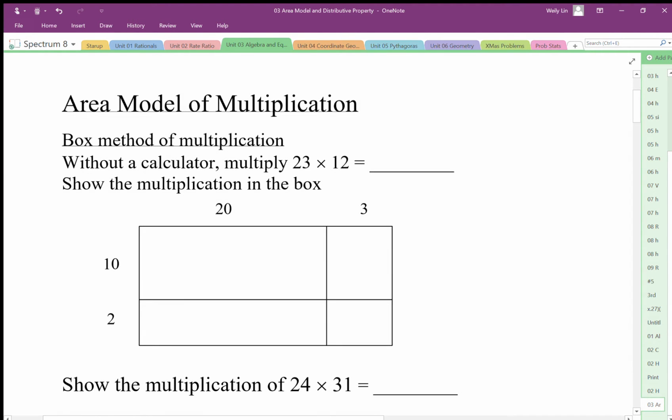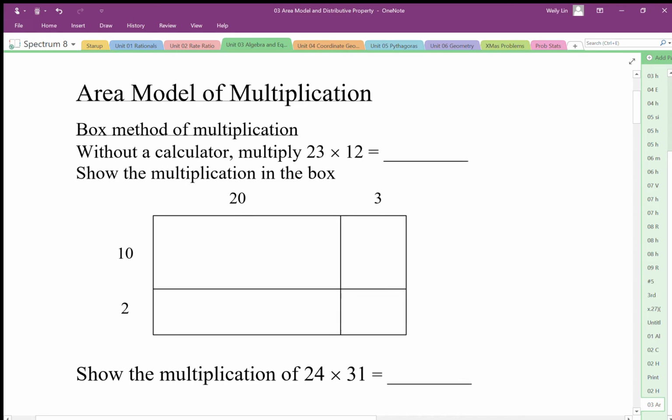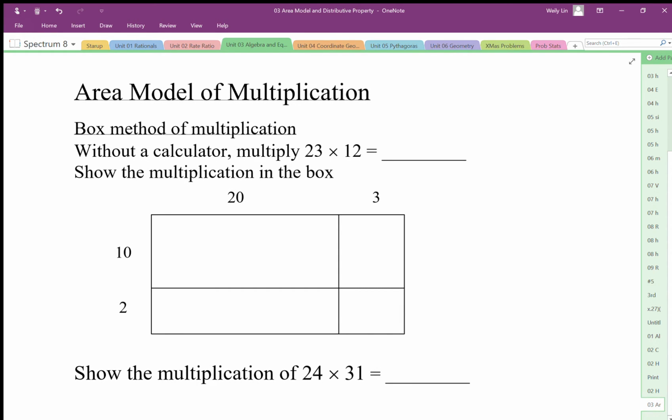An important model that we use for multiplication is the area model. So we're just going to revisit this again. Without a calculator, if I want to multiply 23 times 12, I may know my 23 multiples or my 12 multiples and be able to do it that way. But otherwise, I may want to break this down and decompose the multiplication. And we can do this very easily in our box method or area model multiplication.